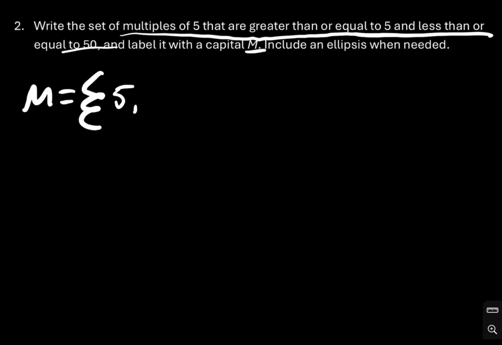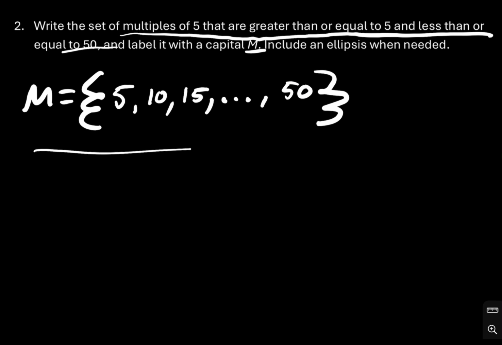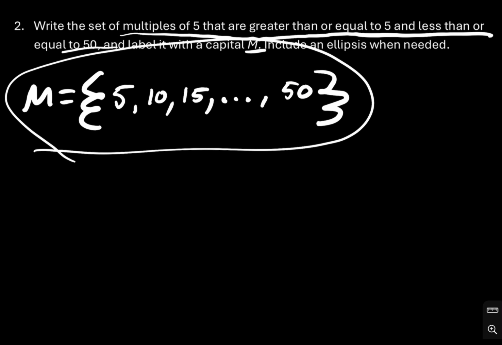So we can do 5, 10, 15, and here we can distinguish a pattern. We're just adding by 5 each time. So knowing that there's a pattern, we can use our ellipsis now. So we can put our ellipsis right there, and then we can put our final number that we're going to reach. In this case, it's going to be 50. That's the last element in our set. So we're going to put 50 there, and then we're going to close our set. So that's going to be your answer.